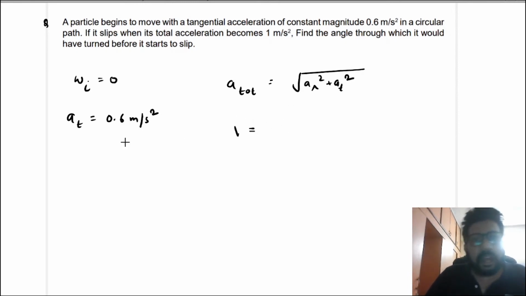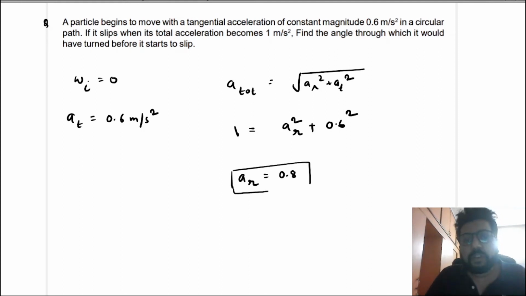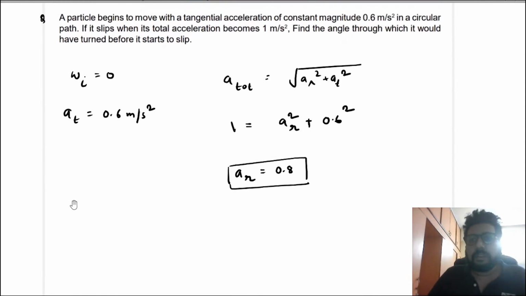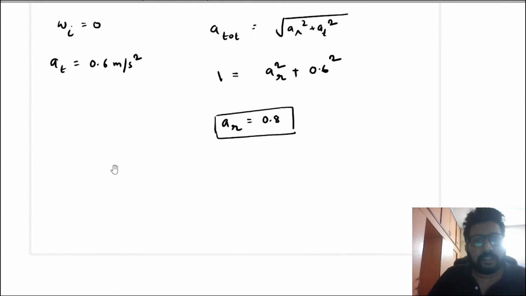So AR square we need to find out. AT square is 0.6 square. From this you can see that AR is equal to 0.8. So you have got the magnitude of radial acceleration when the total acceleration becomes 1 meter per second square. Now, what is the angle through which it would have turned before it starts to slip?